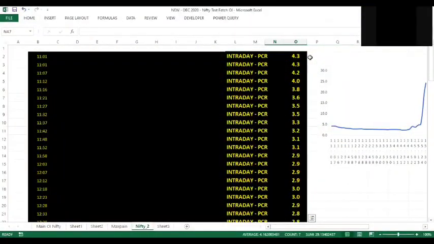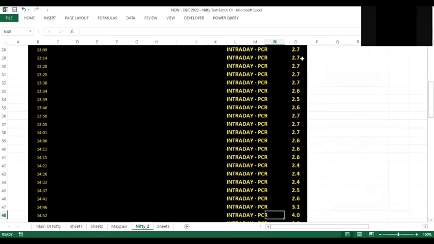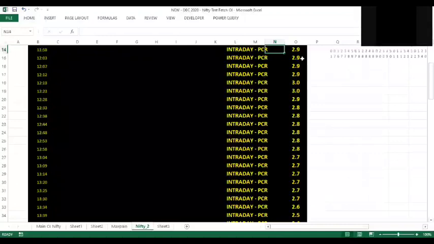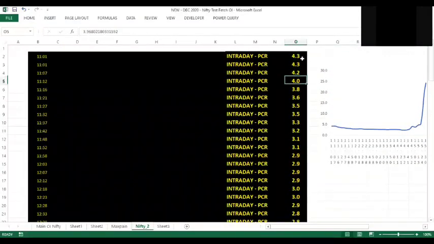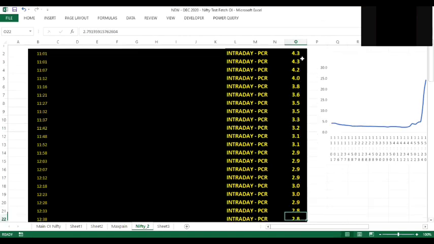See, at 11:01, the intraday PCR was much above 3, which was bullish. So I'm sure if you were trading yesterday, you would have seen the market was showing bullishness. And later these numbers started coming down, from 4.3. This was showing that the interest was coming down, and accordingly at some point when these numbers dropped to 2.9 or 2.8, the market was really coming down.